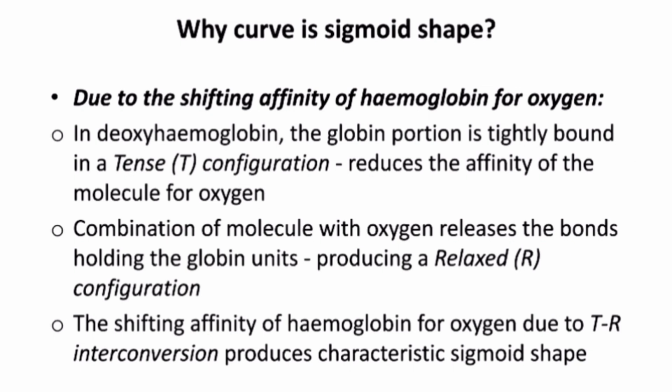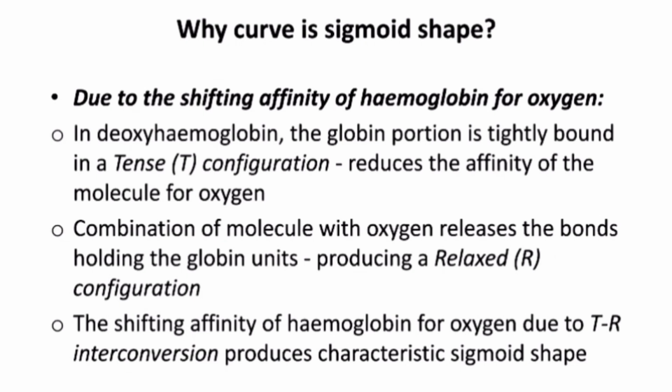Why is the curve sigmoid in shape? It's mainly due to the shifting affinity of hemoglobin for oxygen. Deoxyhemoglobin is hemoglobin without oxygen. As you all know, there is the heme part and the globin part. The globin part is nothing but the protein part. The globin portion is tightly bound in a tense configuration in deoxyhemoglobin, which reduces the affinity of the molecule for oxygen. Whereas when you combine a molecule of oxygen with hemoglobin, what happens? The globin units are in a more relaxed configuration. So that is known as tense configuration and relaxed configuration. Tense configuration is seen in deoxyhemoglobin, where there is no oxygen combined with hemoglobin.